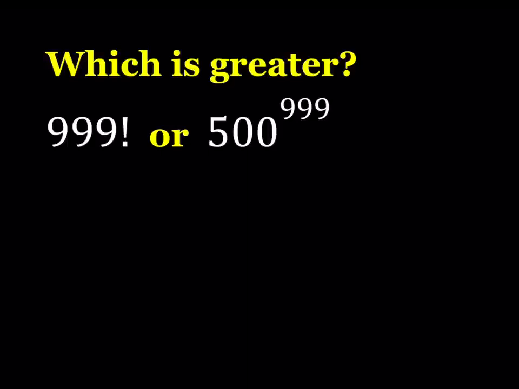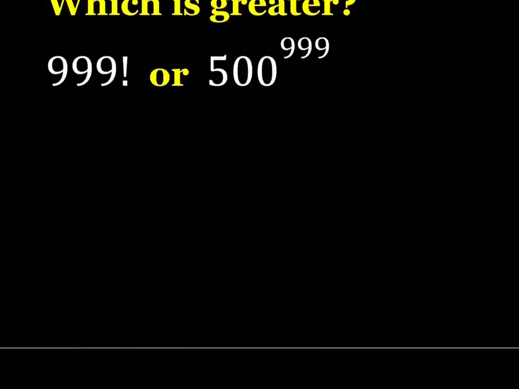How large do you think these numbers are? Can we estimate or find out how many digits these numbers are going to have? Obviously, by using logarithms we can figure out how many digits the number 500 to the power 999 has, but 999 factorial is not going to be that easy.